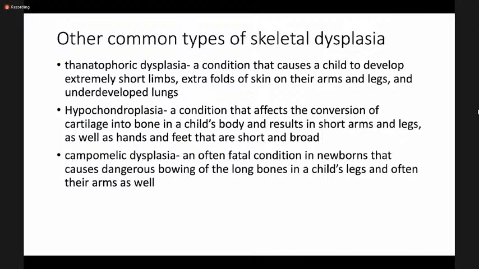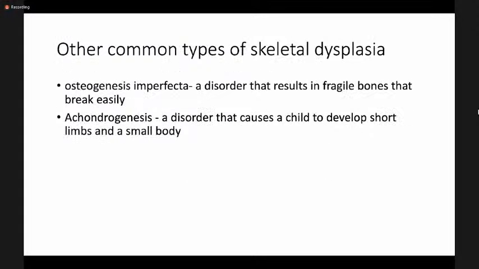Then there is a condition that is often fatal in newborns and causes dangerous bowing of the long bones in a child's legs and often their arms as well. So they tend to be bowed. Osteogenesis imperfecta is a disorder that results in fragile bones.